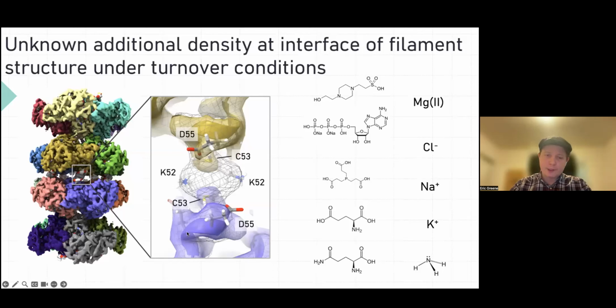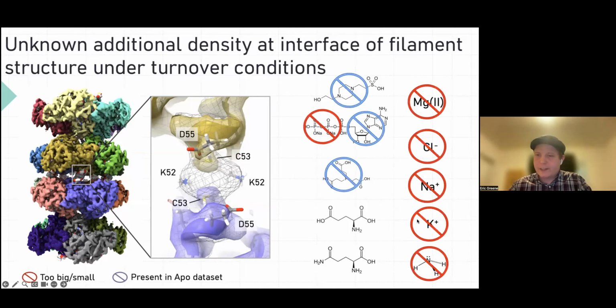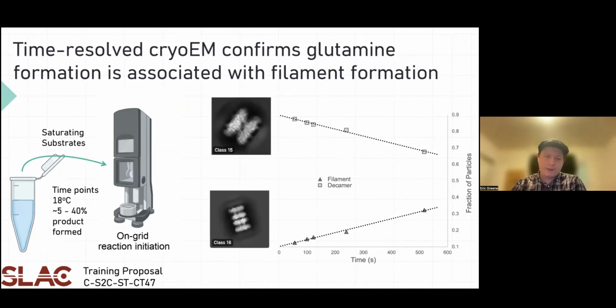Because we knew that none of the amino acids could really form this density on their own, we could rule out first all of the things that were too small or too big and things that were the same between the different experiments, which left us with just two molecules that it could be. It could either be the substrate glutamate or the product glutamine. And so this was a really fun experiment to do.